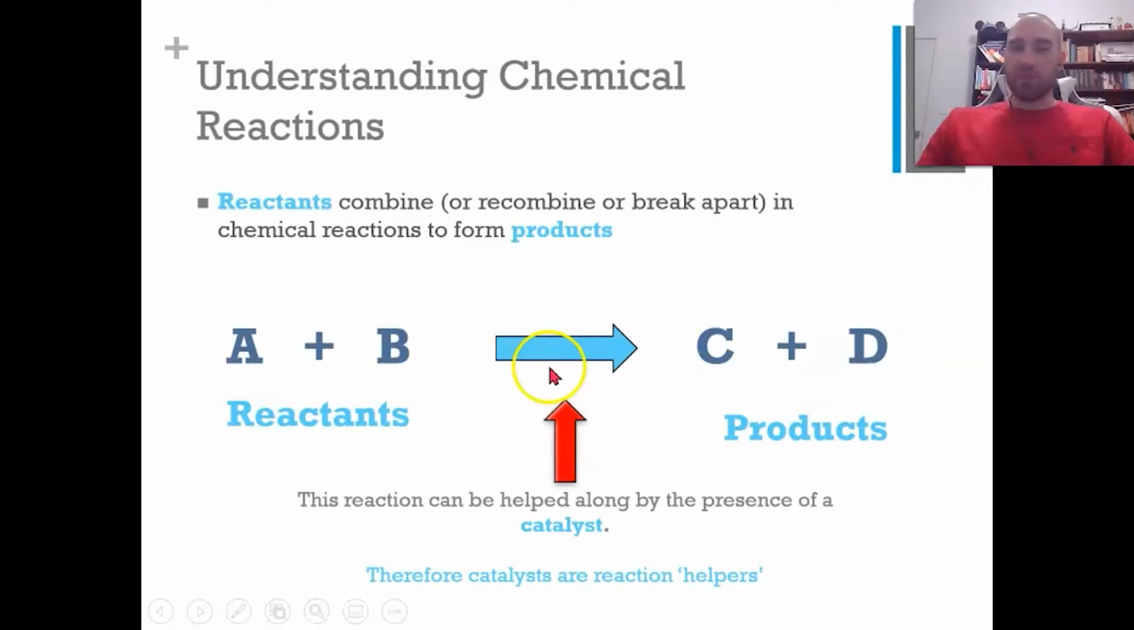In chemistry, we can increase the reaction rate by using a thing called a catalyst. So what that means is we can make more C and D faster from A and B, and when we do that, we're increasing the reaction rate.